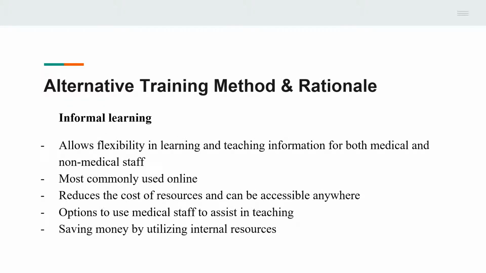So what we decided to do is our alternative training method was informal learning. Our rationale behind it was the ability to have the flexibility in learning and teaching the information for everybody. Because there is an online component, it also makes it easier and more cost effective, which we'll discuss in ROI. As far as options to use medical staff in assisting teaching, that would also save money because we're utilizing internal resources. But also we imagine that because it was a hospital, we had training and lab facilities that we could perform learning and teaching in as well.